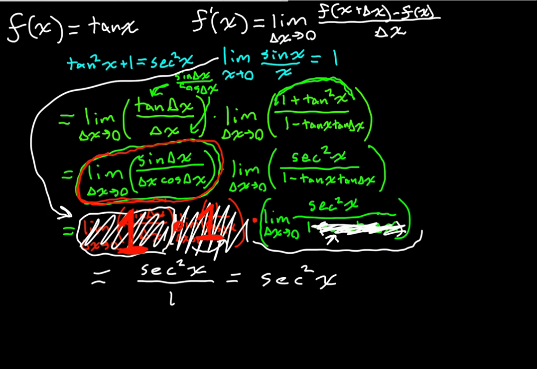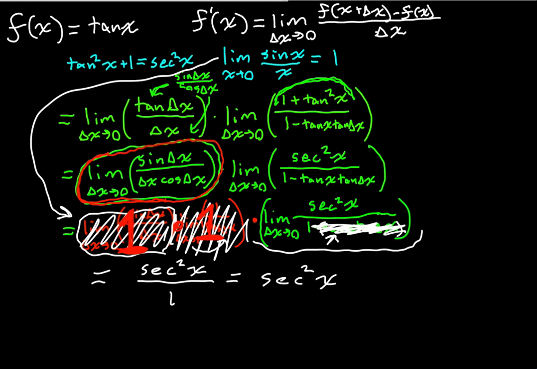Because as delta x goes to 0 of secant squared of x, nothing changes because we're talking about as delta x goes to 0 and delta x has nothing to do with x. Like if you say the limit of x as m goes to something, it's meaningless. It's just x, right? Because we haven't made any kind of comparison between x and delta x.